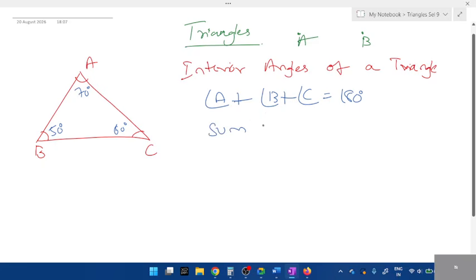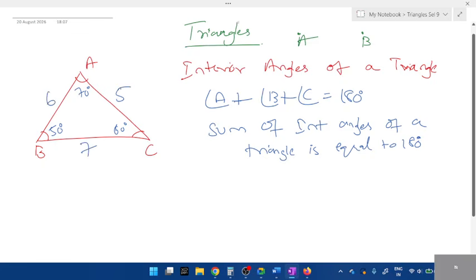Okay, this is how we write the property. Sum of what kind of angles are these? Interior or exterior? Interior. Sum of interior angles of what kind of figure is this? Triangle. So whatever I've written, I'm going to convert into a sentence statement. Sum of interior angles of a triangle is equal to 180 degrees. Make a note. Draw a triangle. All of you will write this.